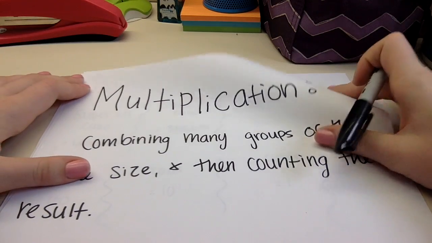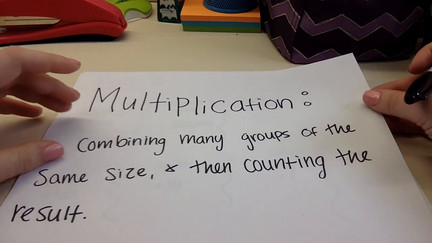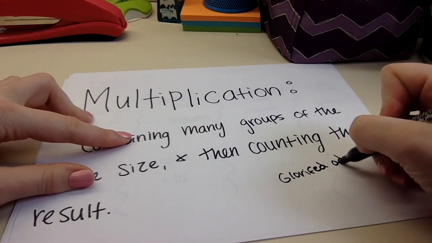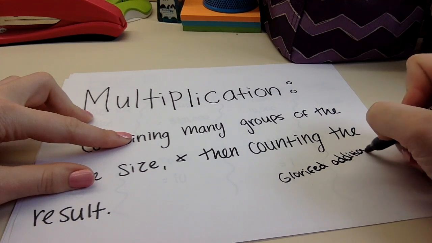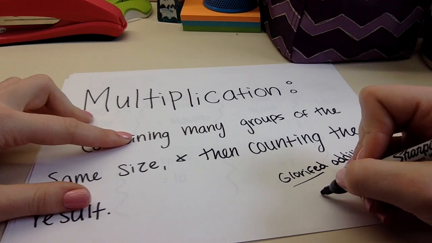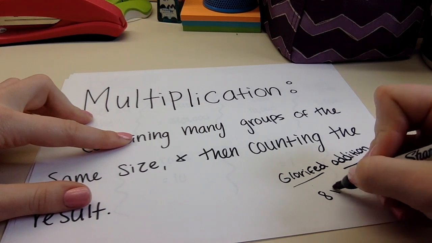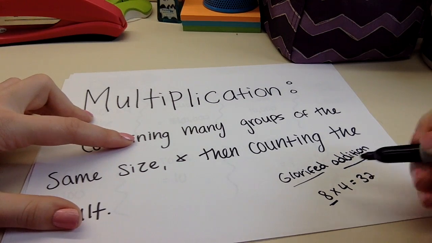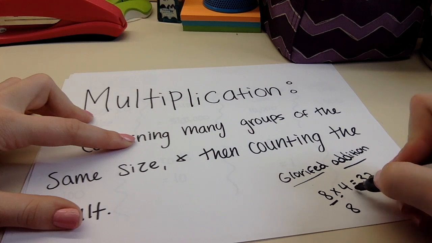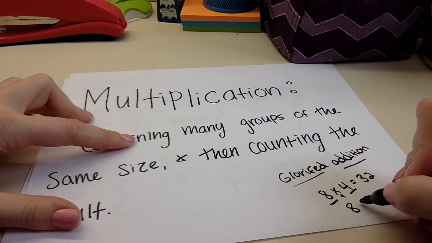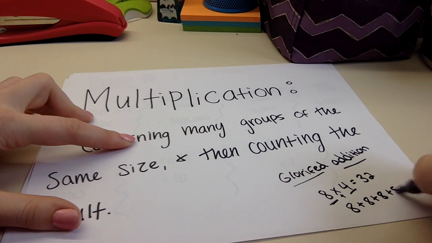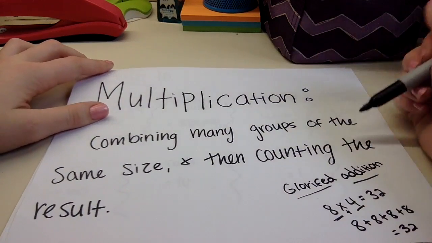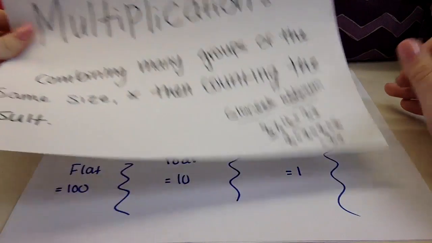The result. So I like to think of multiplication, another way of thinking about it, as glorified addition. So what that means is that if I have 8 times 4, I know that that equals 32. I'm taking my one number, 8, and I'm adding it 4 times. So 8 plus 8 plus 8 plus 8 really is 32. It's just an easier way of doing it. We're combining many groups of the same size and then counting the result.